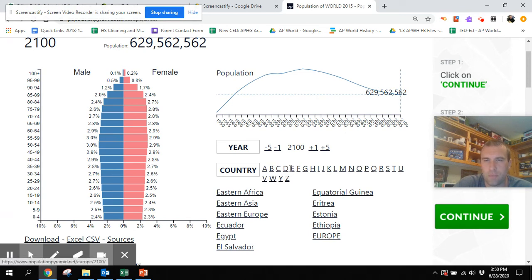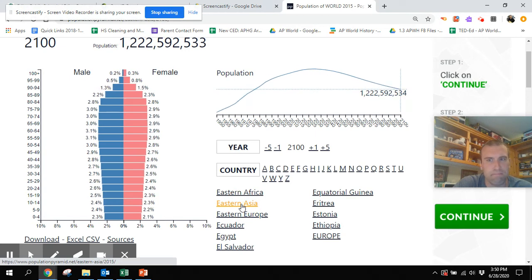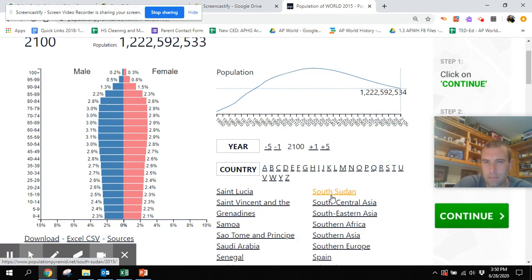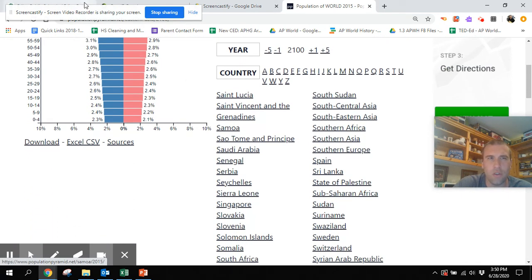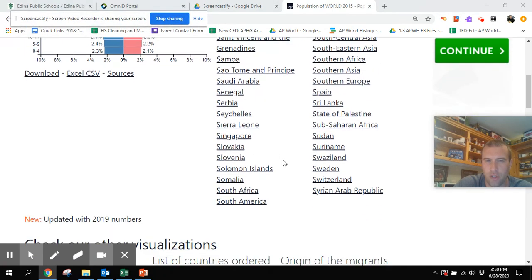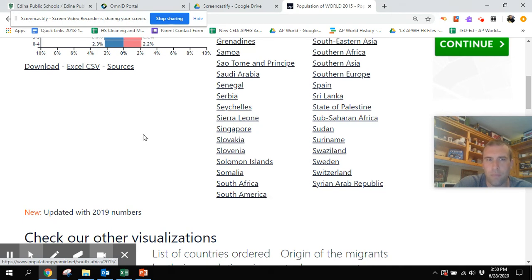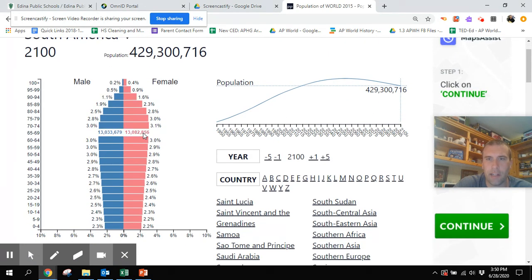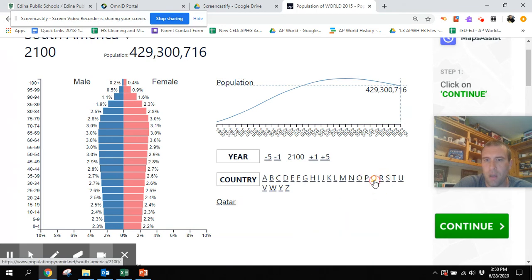How about East Asia? East Asia: population declining. That's China, that's Japan, that's the Koreas. How about South America? And you can see the website up here. It's populationpyramids.net, and you can explore this site yourself. South America is declining by 2100, peaking at 2055.